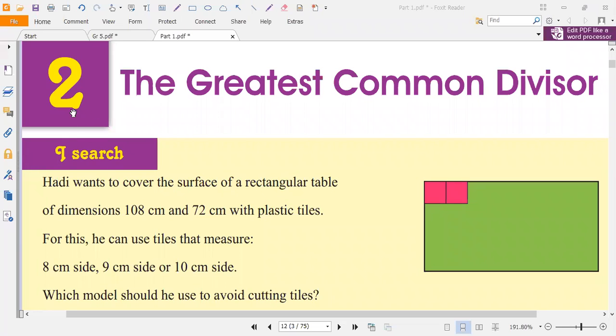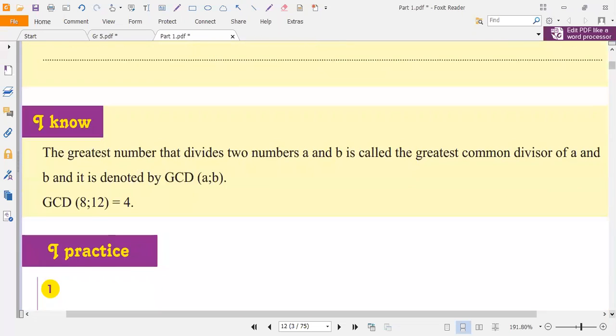Hello, today we'll take a new chapter, chapter 2, the greatest common divisor. Do you remember the greatest common divisor? The greatest number that divides two numbers A and B is called the greatest common divisor of A and B, and it's denoted by GCD of A and B. So, for example, the GCD of 8 and 12 is equal to 4.